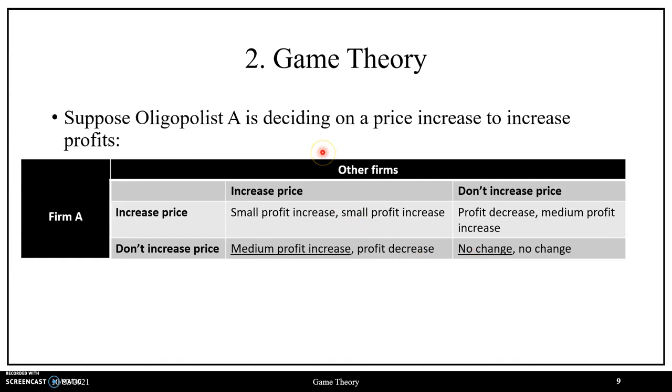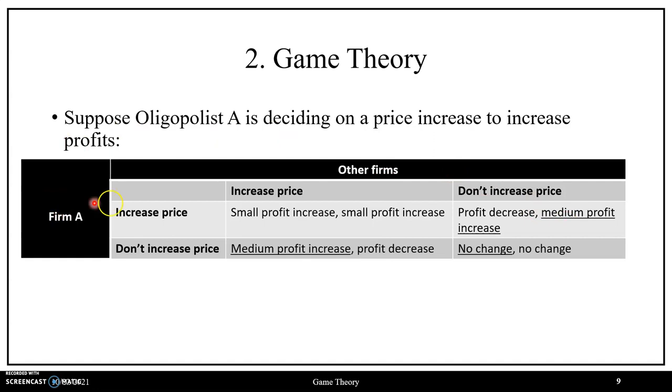Now, solving for what other firms will do based off of firm A's actions, firm A can choose to increase their price. If they do so, other firms can increase their price for a small profit increase or not increase for a medium profit increase. They prefer the medium profit level, so we highlight this selection.